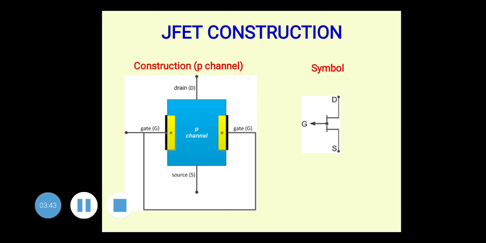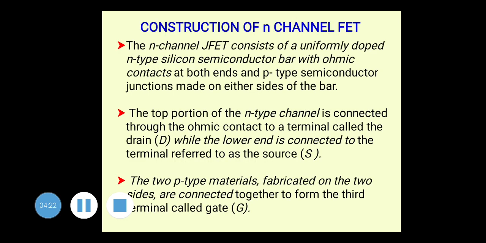And this is P channel JFET. You can see P type of semiconductor is taken, and on two lateral sides there is N channel semiconductor diffusion, and from N type of semiconductors 2 terminals are taken to form a single terminal called as gate, and in P type of semiconductor you have upper terminal drain and lower terminal source, and the symbol of the JFET is shown here for P channel. So the construction details are mentioned here.